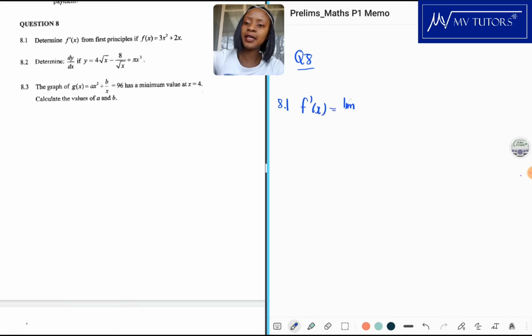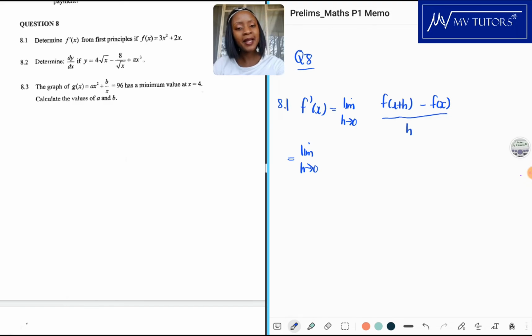Please do not forget this limit as h tends to 0. Then we would have f(x plus h) minus f(x), all over h. I'm going to start it here so that I have space. I will be taking the equation, and in the place of x we substitute x plus h. So we have 3(x plus h) squared plus 2(x plus h).